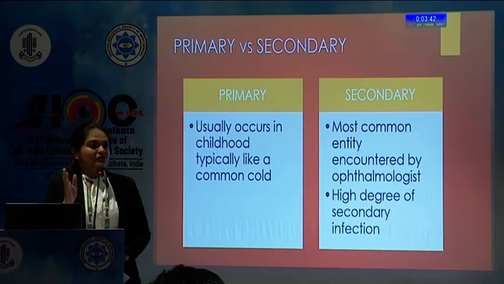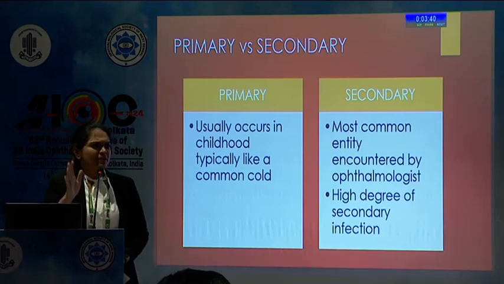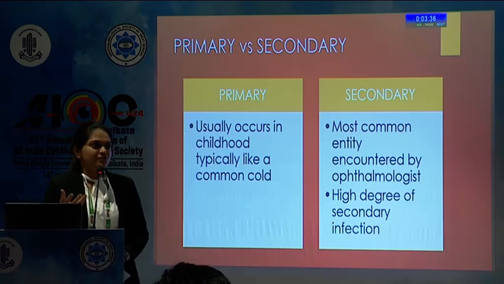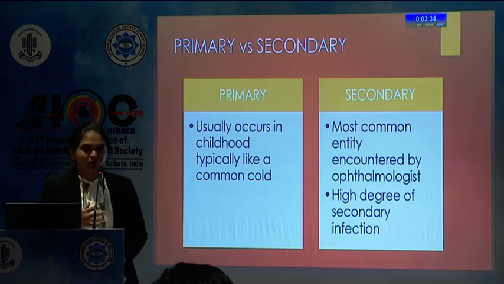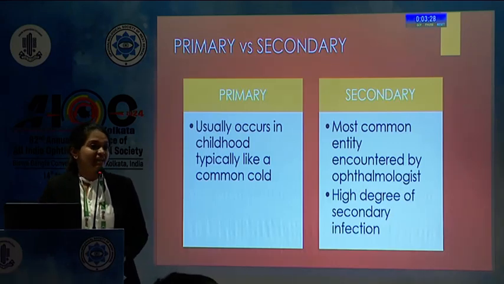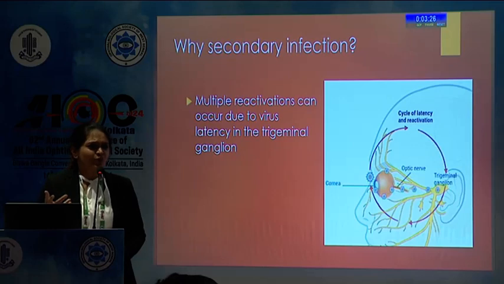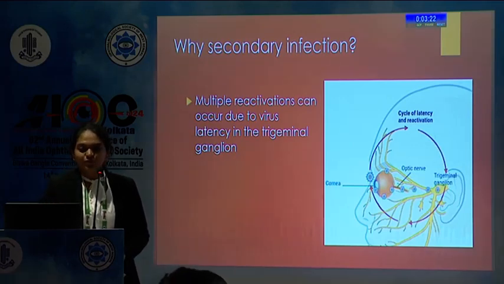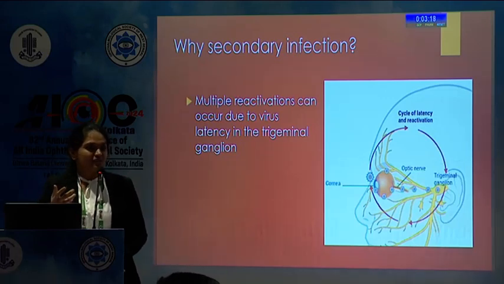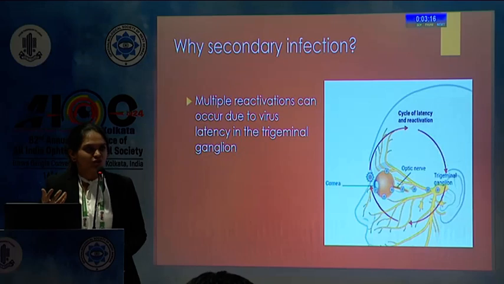Now, primary versus secondary herpetic infections. Primary usually occurs in childhood as a common cold, and secondary infections is what we ophthalmologists need to know, because secondary infections is what we usually encounter. So, why does this virus cause secondary infections? As you all know, the nerve supply of the cornea is by the trigeminal nerve. So, this virus resides in the trigeminal ganglion, and it causes multiple recurrences. It goes to the cornea and causes multiple reactivations.